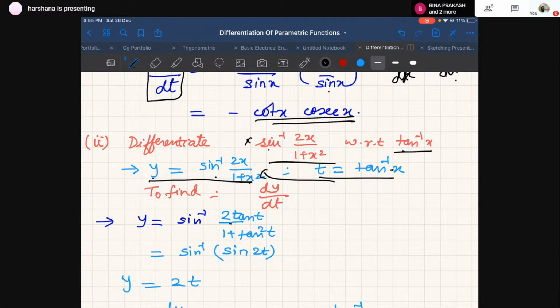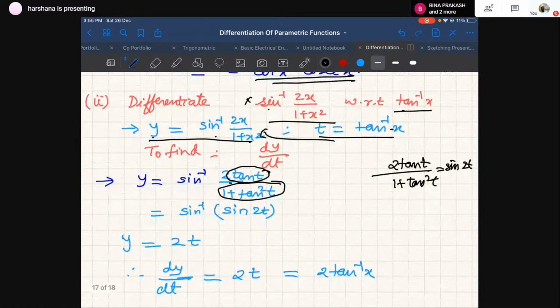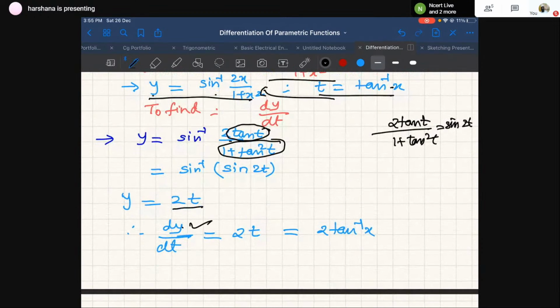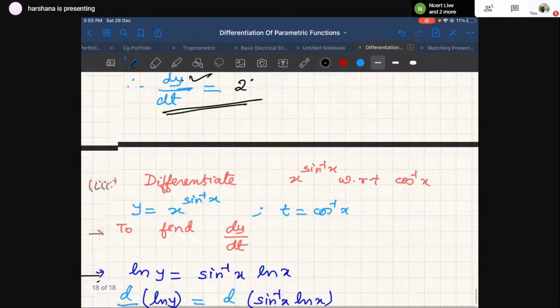What I have done is, with x as this, we get an identity: 2 tan t upon 1 plus tan square t is nothing but sin 2t. Therefore, we have sin of 2t. The derivative of t with respect to x is just a 2. So we have the answer. See how easily we could get the answer.